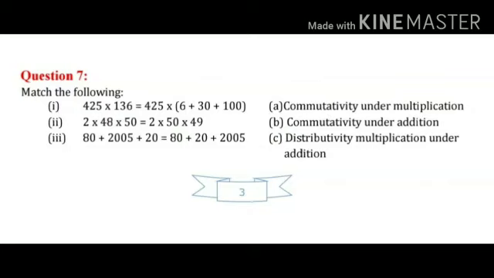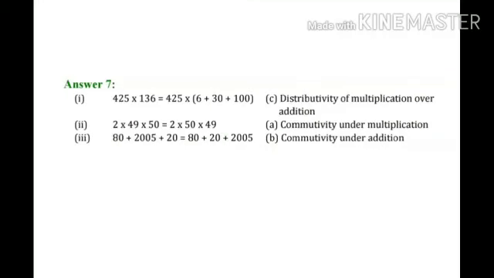Now I will also show the correct sequence of this matching. Here we have the correct sequence. In the first part we distribute 136 into 6 plus 30 plus 100, so we have distributive of multiplication over addition. Next we have 2 into 49 into 50, which means commutative under multiplication. I repeat, in the commutative property we swap the digits, and here we have multiplication. So here we have commutative under multiplication. Next, in addition we do commutative, so here we have commutative under addition.